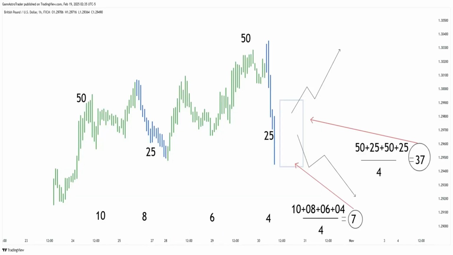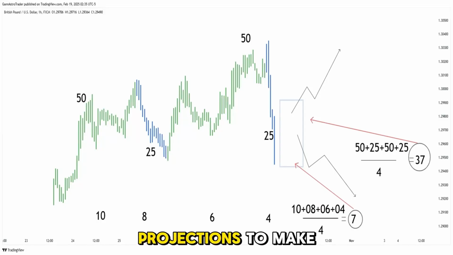But holding on to a trade just because it hasn't hit your exact target can be a dangerous mindset. The market doesn't always move in a straight line, and recognizing when momentum slows is just as important as setting a target in the first place. The key takeaway is that we use these projections to make informed decisions, not rigid rules.